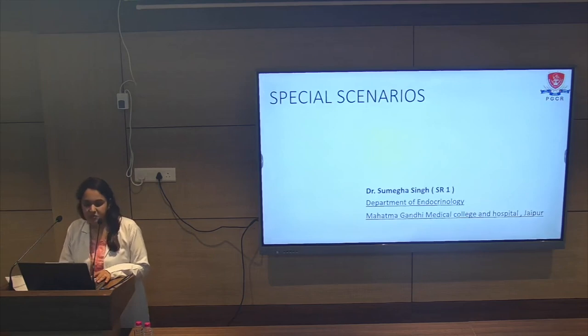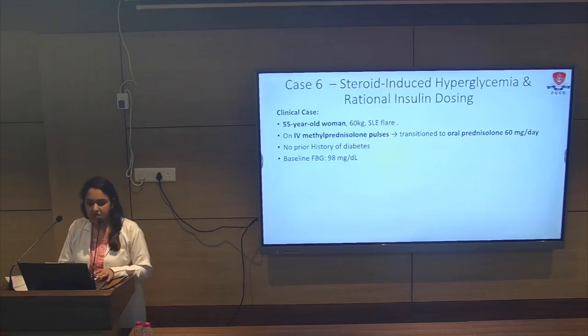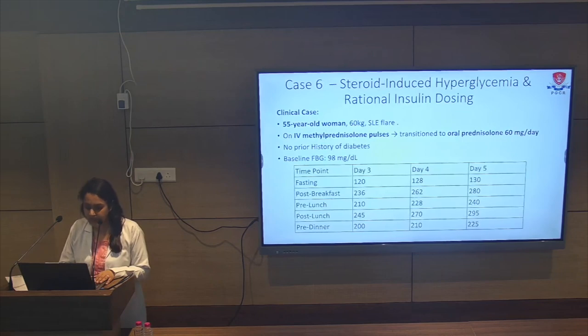Now let's come to some of the special scenarios. This is a 55-year-old woman, 60 kg weight, with an SLE flare on IV methylprednisolone pulses, transitioned to oral prednisolone 60 mg per day with no history of prior diabetes. Baseline fasting glucose was 98 mg per deciliter.